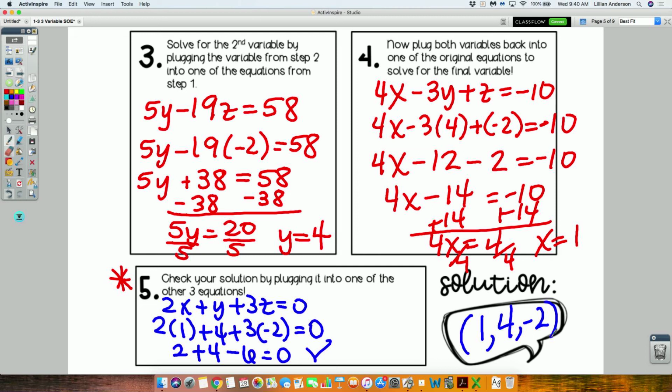Okay? Anytime you ever ask, well, am I right? Well, did you check it? Did you plug it in to make it a true statement? And then, of course, you write your solution x, y, z. If you haven't already, glue that in, and then go to your next available page. We're definitely going to practice this. Okay?